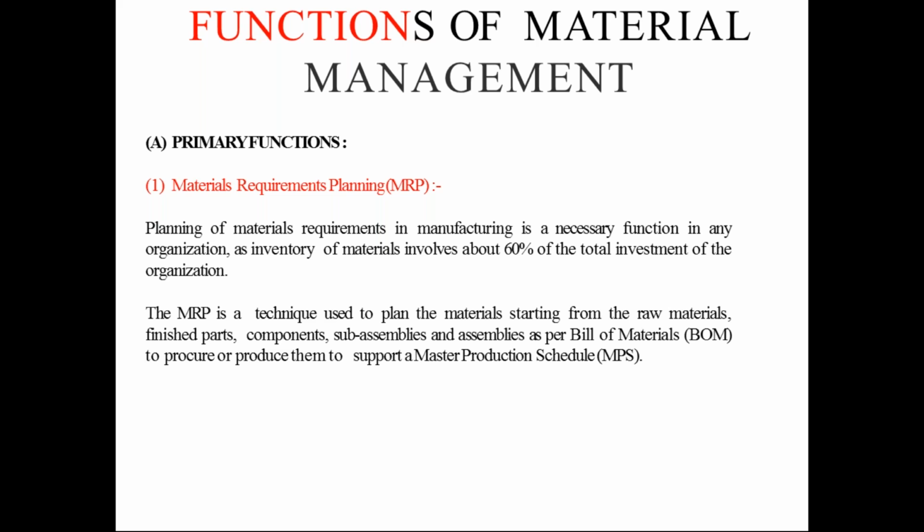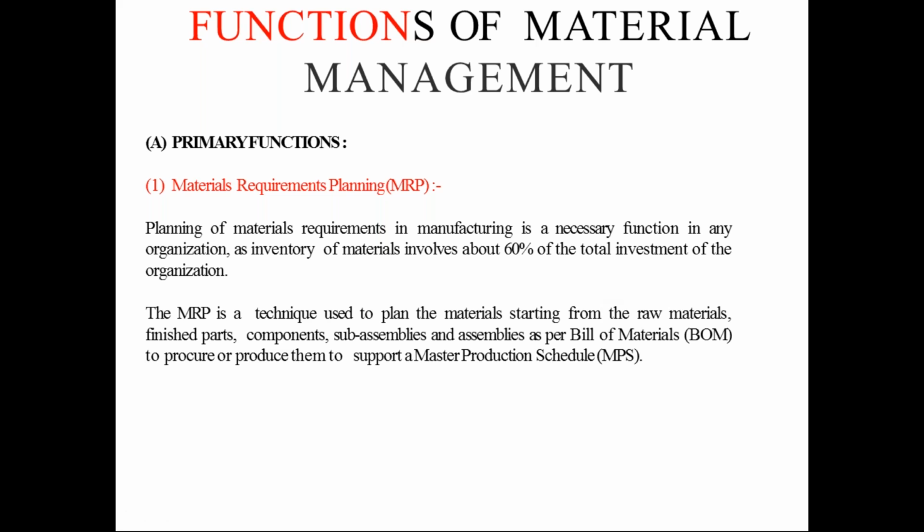Now the functions of material management. Again, it can be classified into two things, that is primary function and secondary function. In the primary function, the first one is the materials requirement planning. In that, we'll be seeing the planning of material in manufacturing is a necessary function in any organization, as inventory of materials involves nearly 60% of the total investment of the organization.